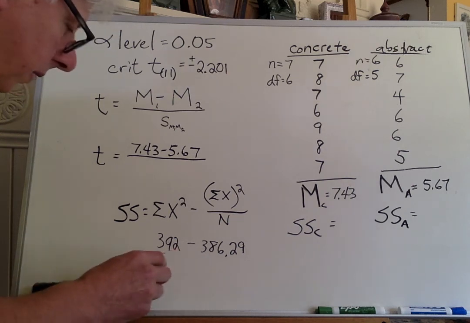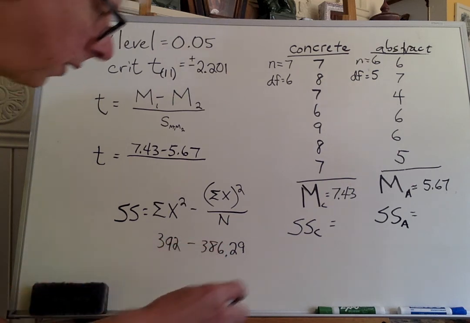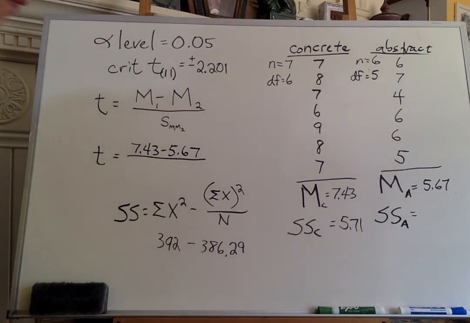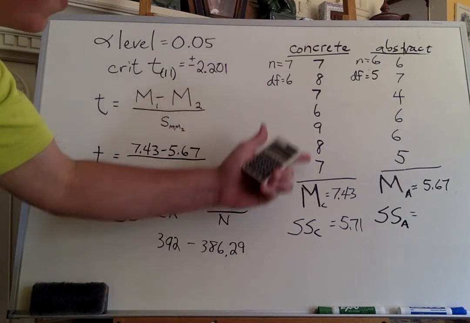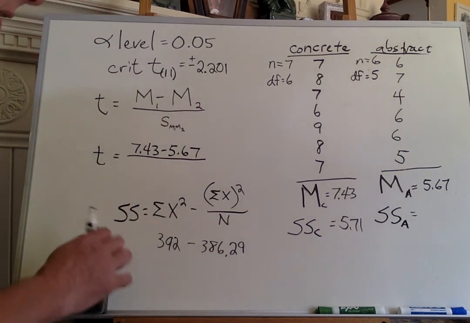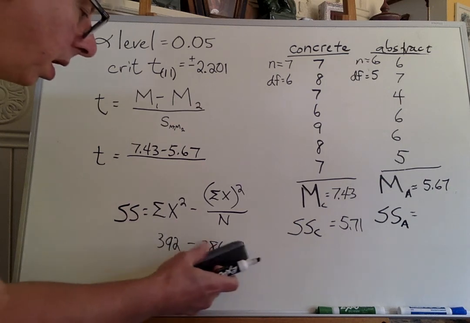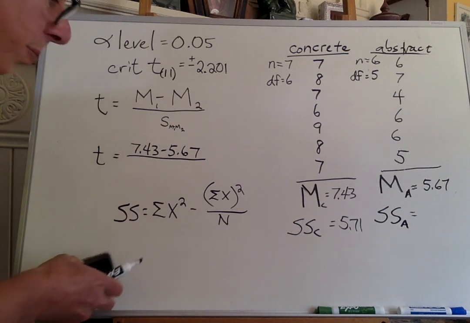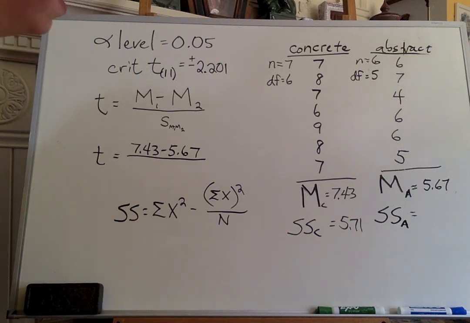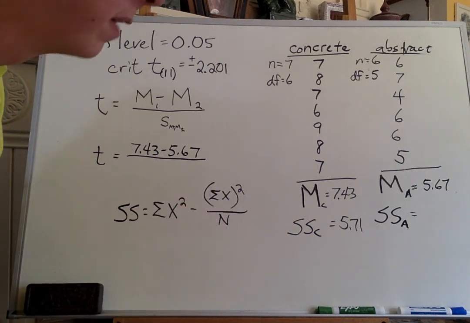And that gives us a sum of squares of 5.71. Okay? Pretty small compared to what we've seen in some of our other examples, but these numbers are quite close together. And so that should make a little bit of sense to us. For the second group, let's see if we can do it. Again, if you would like to pause the video, see if you come up with the same number that I come up with.